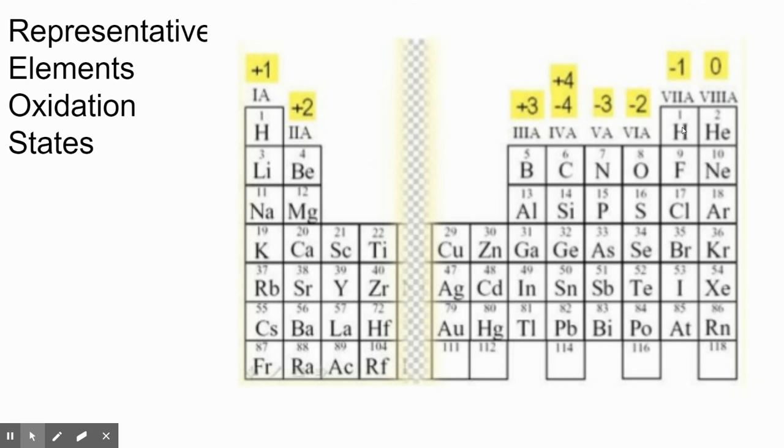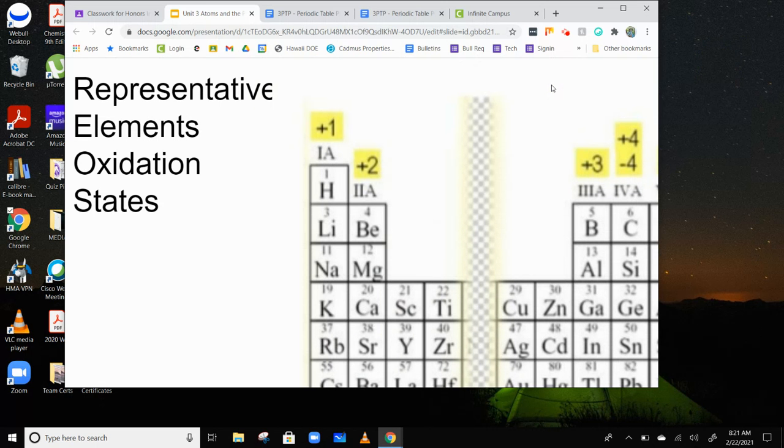And then 17 or 7A has 7 valence electrons, much easier to gain 1 than lose 7. So that's why they have a -1. And then everything here, the noble gases, they have a full valence shell already. So they're not going to form any ions. They're not going to form any bonds. Okay, and that's pretty much it for today.